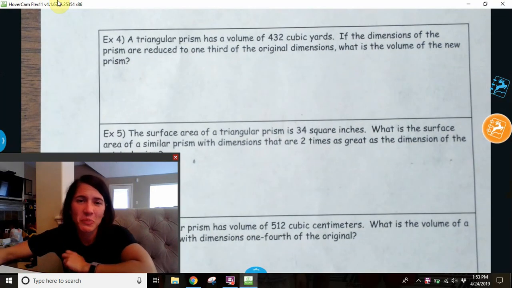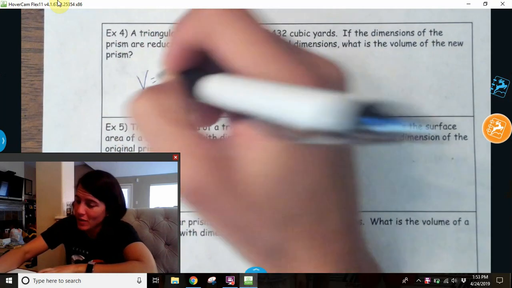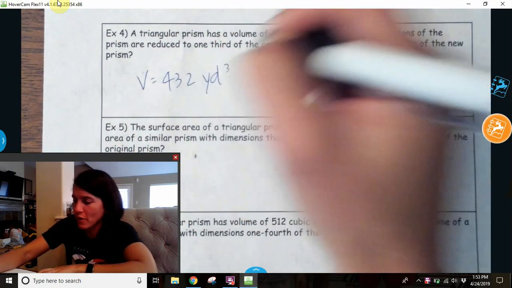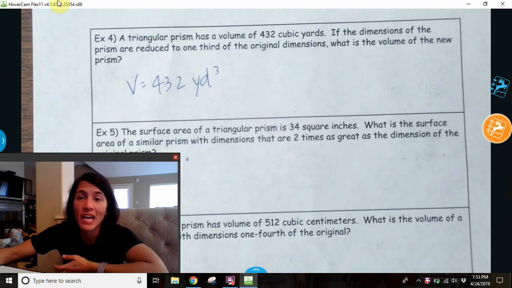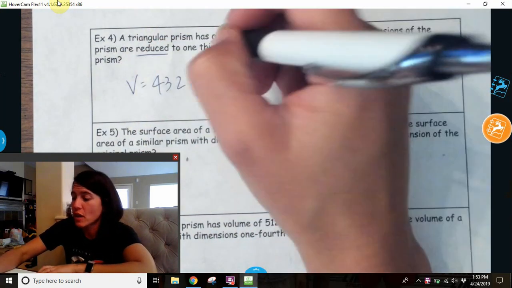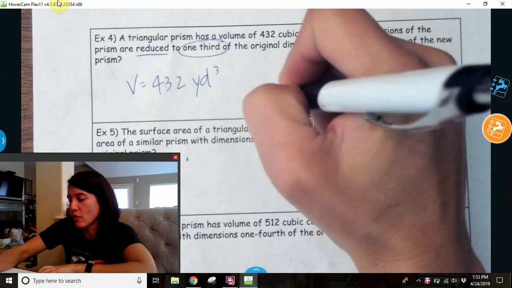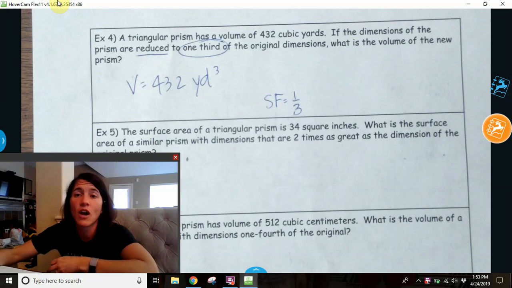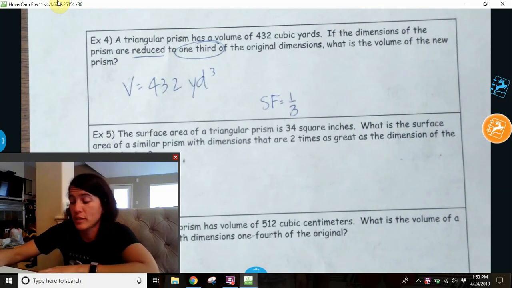Example 4. A triangular prism has a volume of 432 cubic yards. All right, so this is a volume question. If the dimensions of the prism are reduced by 1/3, so the scale factor is 1/3. It doesn't say ratio, it says it's reduced to 1/3 the original dimensions. What is the volume of the new prism?